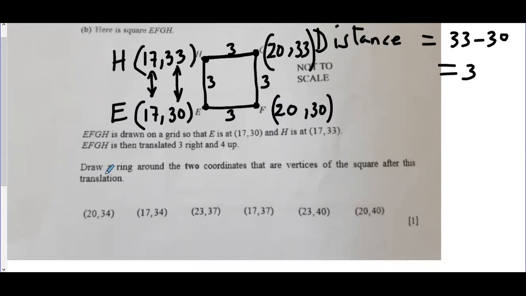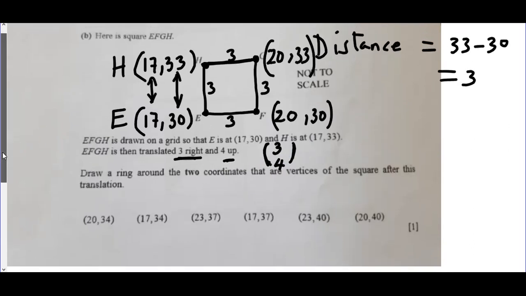Now draw a ring. The question here is EFGH is then translated 3 right and 4 up. 3 right. Let us try to write what we call the translation vector. Now the translation vector will be 3, 4. This is the translation vector. Okay, 3, 4. Now, how do we use the translation vector?